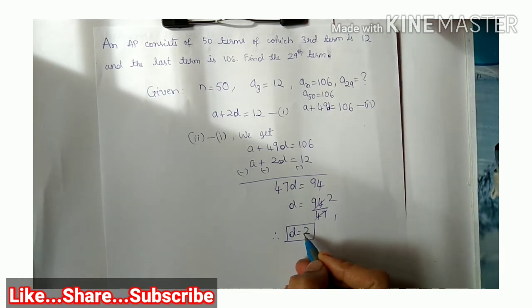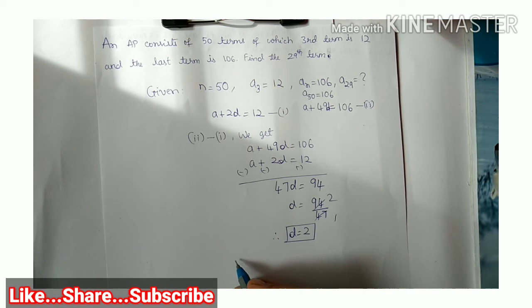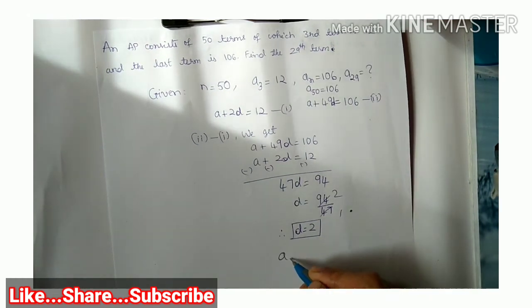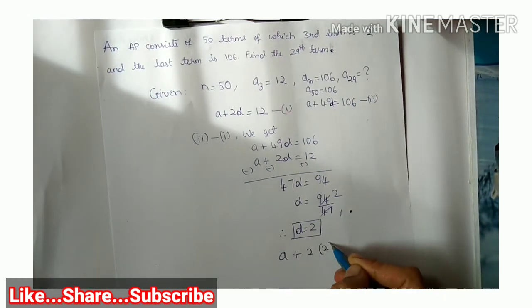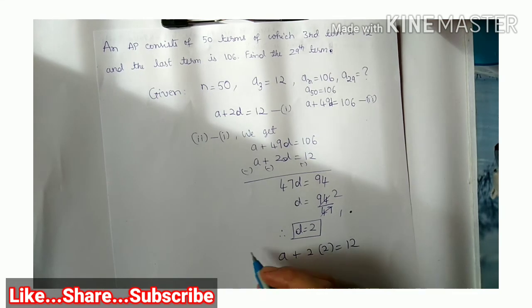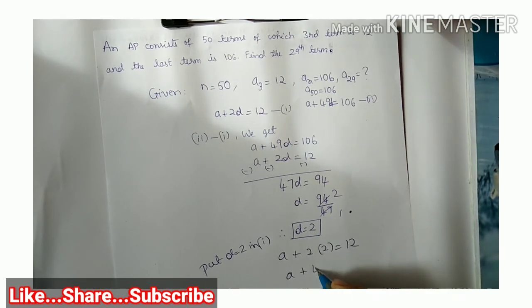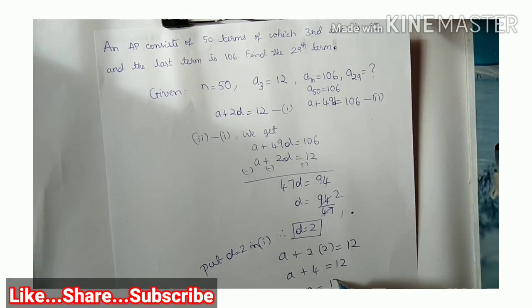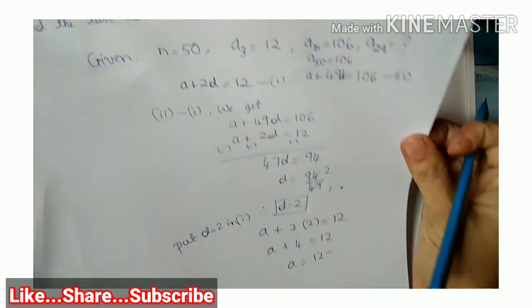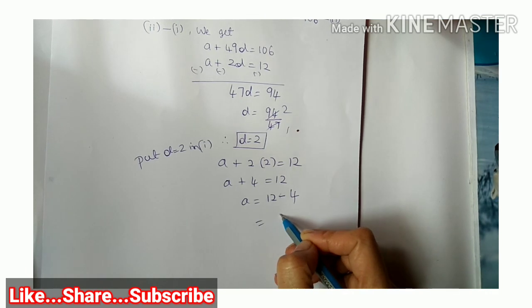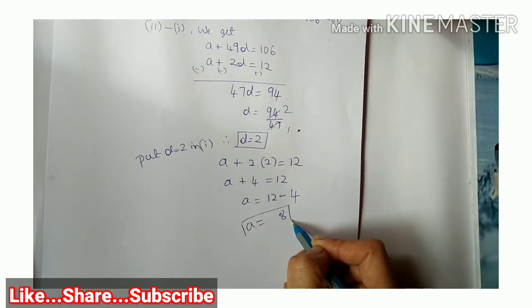Put the value of d equal to 2 in equation 1. Substitute 2 in 1. We get a plus 2 into 2 is equal to 12. a plus 4 is equal to 12. a is equal to 12 minus 4, 8. a is 8.